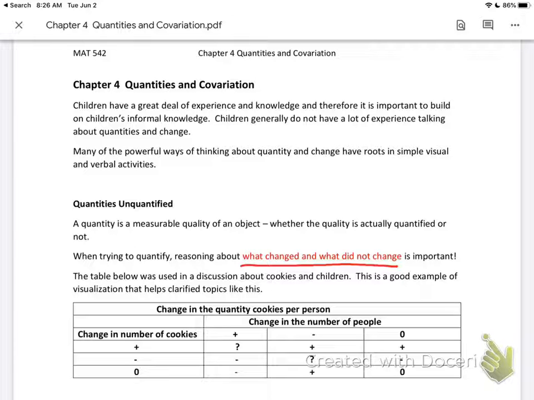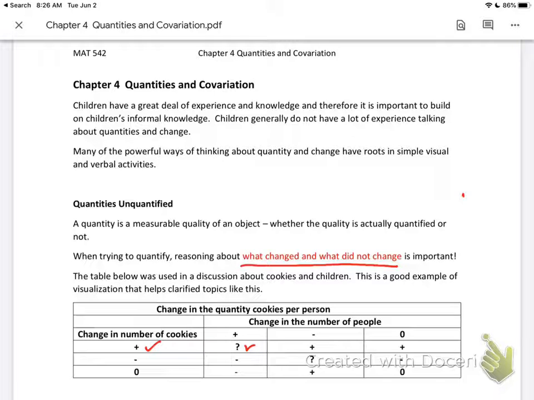The table below was used in a discussion about cookies and children. And this is a good example of visualization that will help clarify topics like this. So this is how the table works. The table overall is assessing a change in the quantity of cookies per person. So keeping with the theme of what changed and what did not change, increasing the number of cookies is going to have an impact on how many cookies I get. If you increase the number of cookies and also increase the number of people getting these cookies, I can't make a determination about how that's going to impact how many cookies I get. There are two changes happening, and I can't figure out which change has more impact.